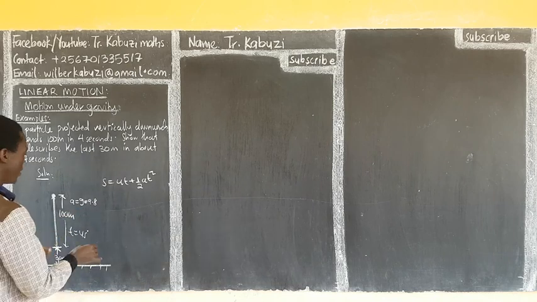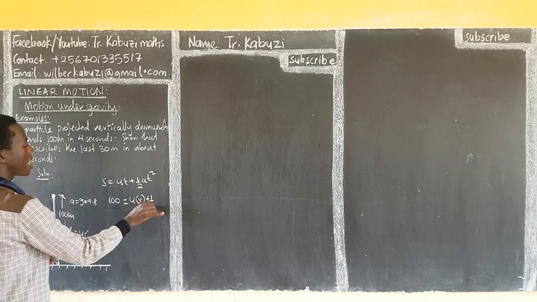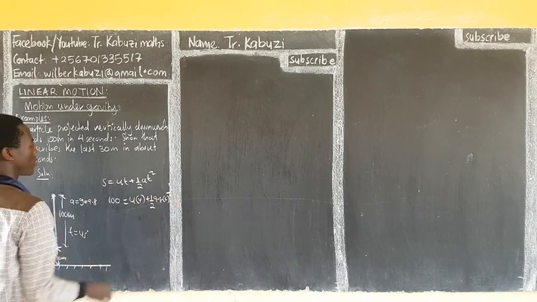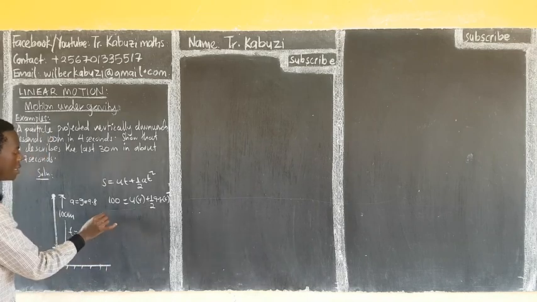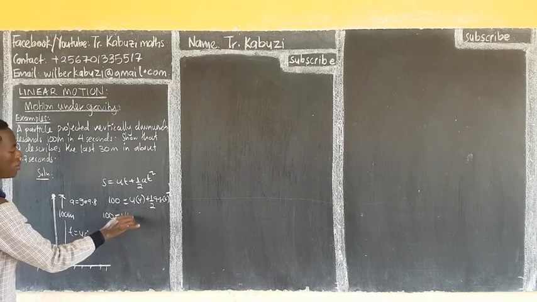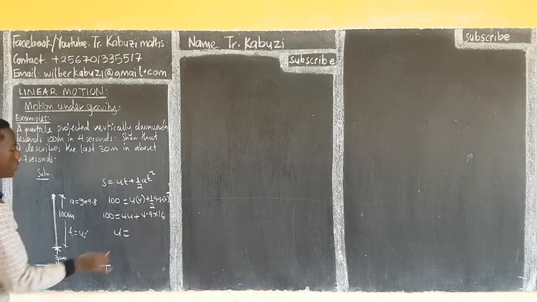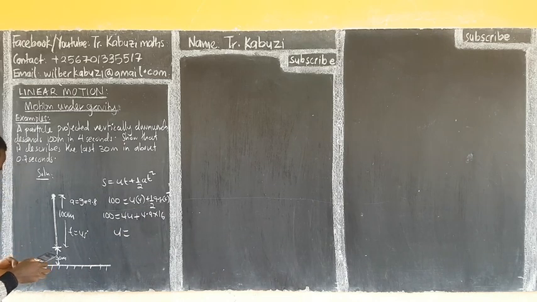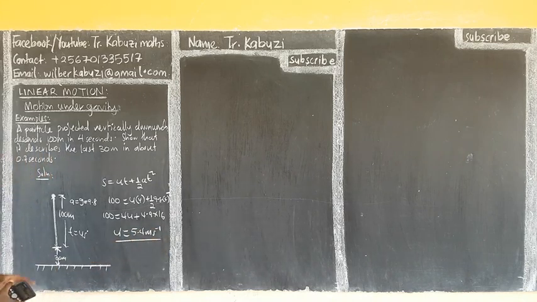So my s here is 100, equal to u, which I'm looking for, times 4, plus a half, 9.8, times 4 squared, because the time there is 4 seconds. So here I have 100 equal to 4u plus 4.9 times 16. From there, my u is going to be 5.4 meters per second. This is my initial velocity.